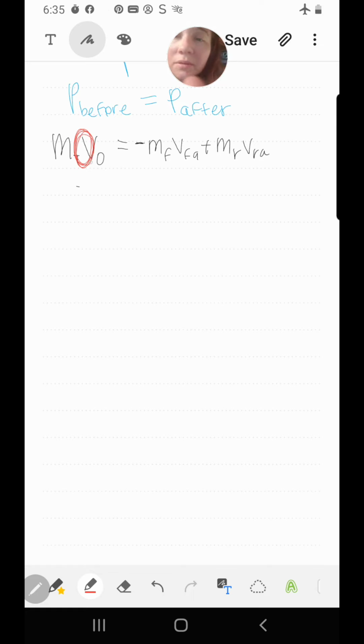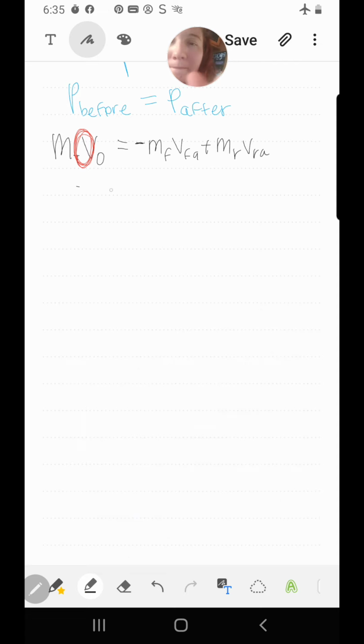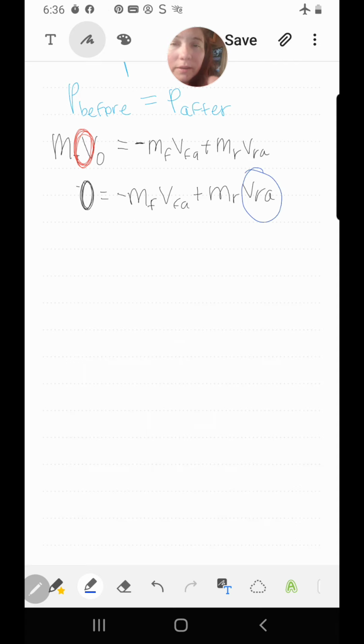So we have zero equals the negative mass of the fuel multiplied by the velocity of the fuel plus the mass of the rocket multiplied by the velocity of the rocket. Okay, what are we trying to solve for? We're trying to solve for the velocity of the rocket. So let's solve for that symbolically so it's easier to input our givens.